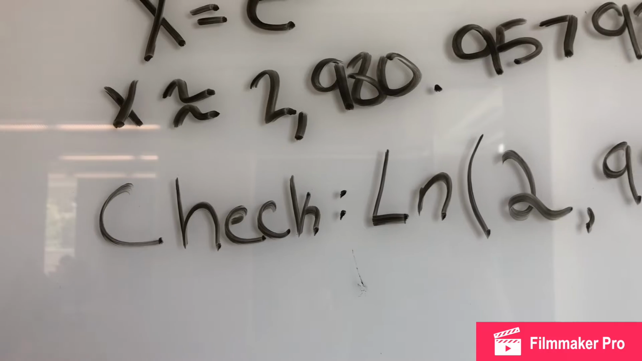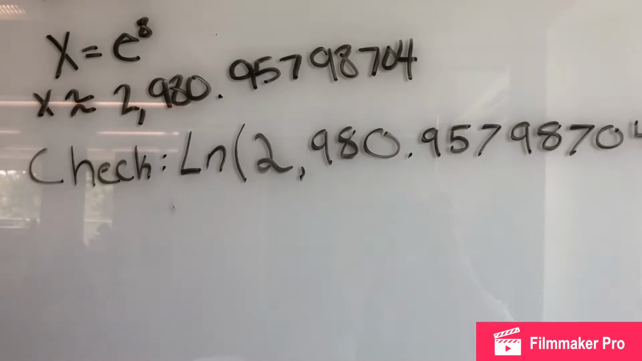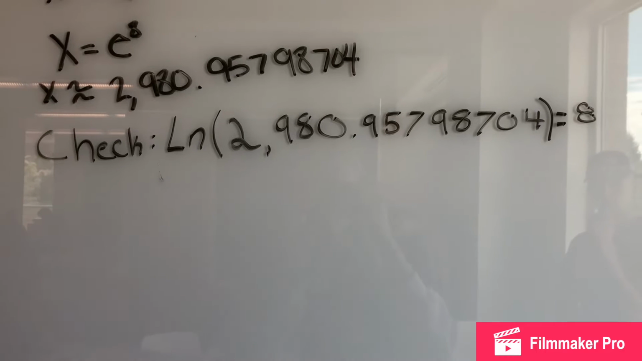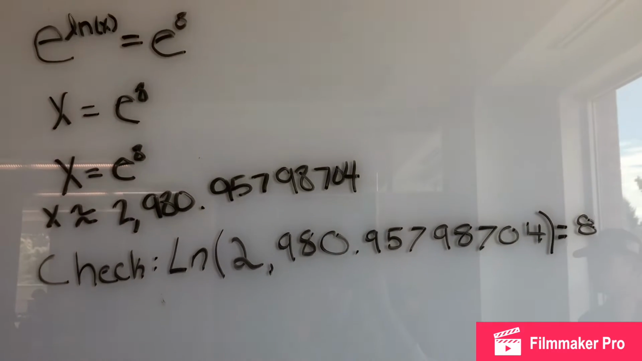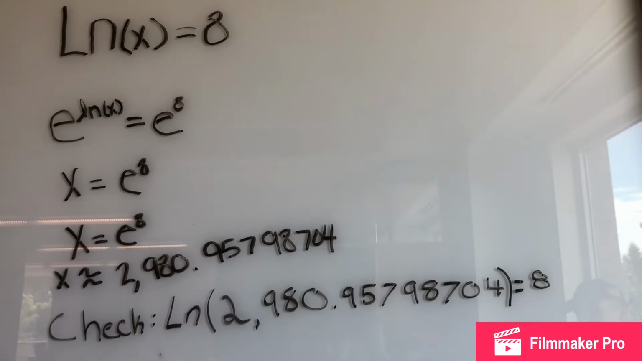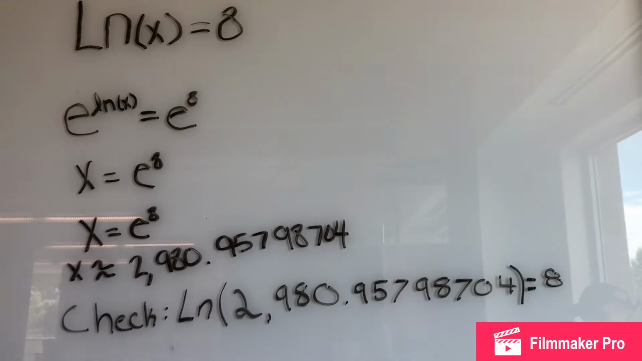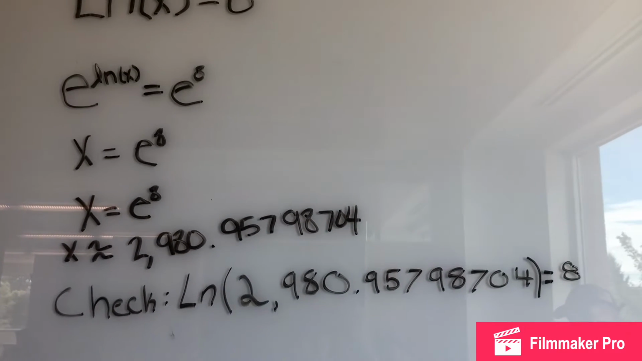You can check your answer in two ways. You could graph the function natural log of x equals 8 and see where it crosses the x-axis. If you are correct, the graph should cross the x-axis at the answer you derived algebraically. You can also check your answer by substituting the value of x in the initial equation and determine whether the left side equals the right side.